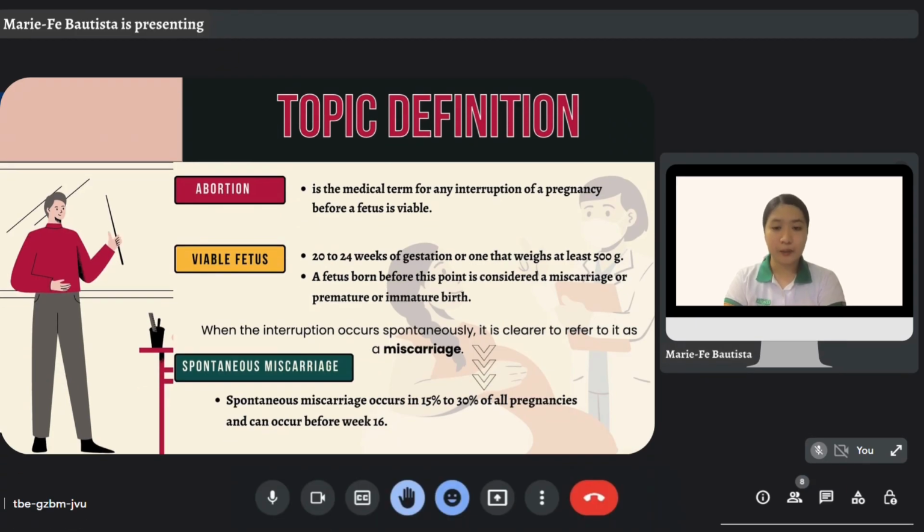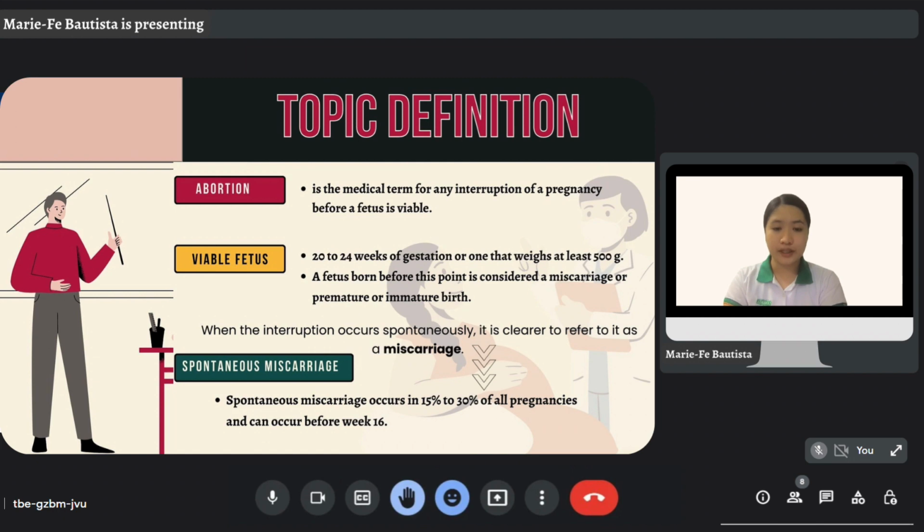Everyone, we are about to present a gestational condition called abortion or miscarriage, which refers to a medical procedure that is used to interrupt a pregnancy before a viable fetus can be delivered. So when we say viable fetus, it is one that has reached a gestational age of 20 to 24 weeks or weighs at least 500 grams. If a fetus is born before this point, it is considered a miscarriage or premature or immature birth.